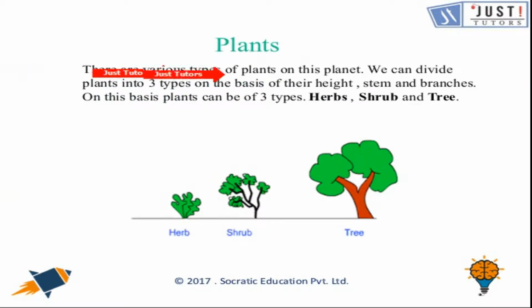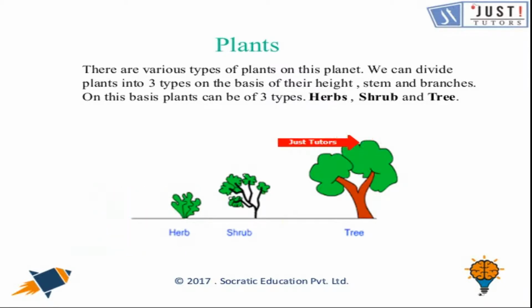So there are various types of plants on this planet. We can divide plants into three types on the basis of their heights, stem and branches. Okay, so on this basis, plants can be of three types: herbs, shrub and tree. So look at this picture here. The one very small plant here is known as herb. It doesn't have any branches or stem.